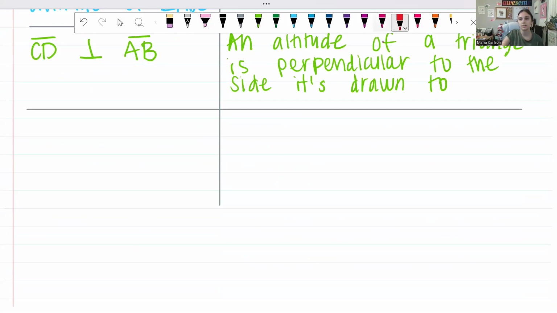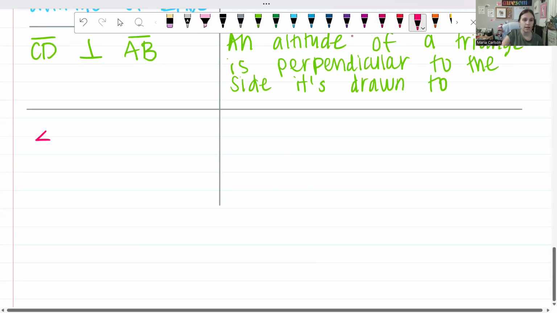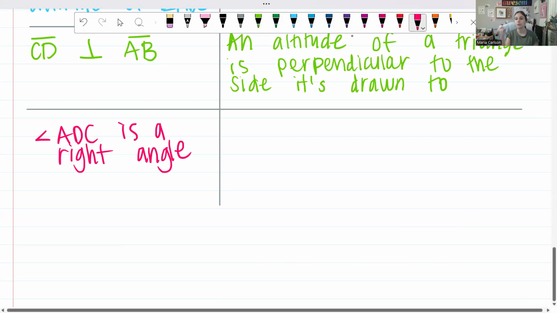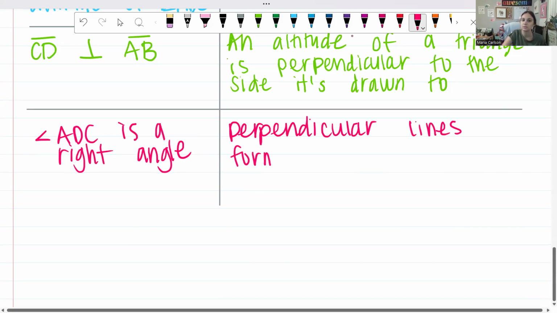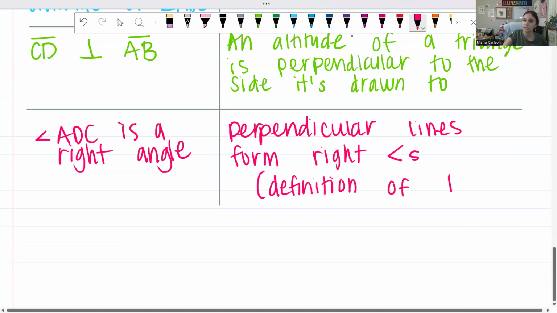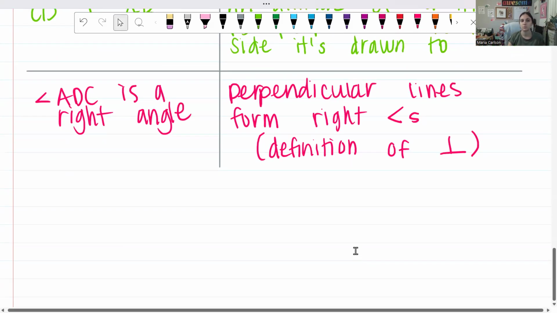So I'm going to say angle ADC is a right angle. You have to build it up. I can't just say this is a right triangle yet. We know they're perpendicular, so now I'm going to say ADC is a right angle, and that's because perpendicular lines form right angles. Maybe I'll say definition of perpendicular. So we know that is a right angle.